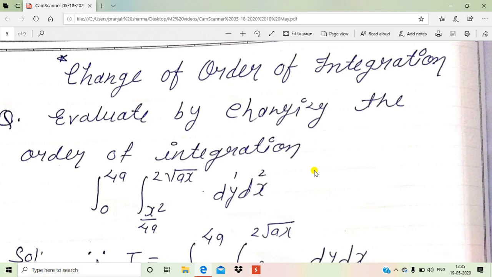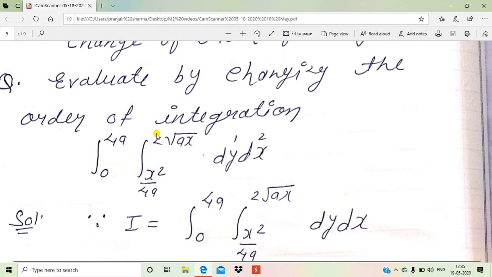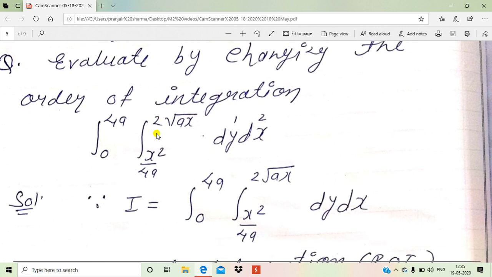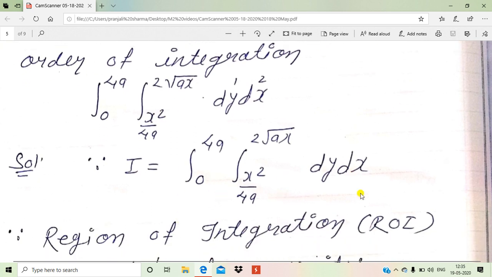Hi, in this video you are going to understand about the change of order of integration. So let's understand by this example. In this example we have to integrate this integral by changing its order. Means we have to evaluate this integration, but before integrating this we have to change its order. So let's first decide what is its initial order.